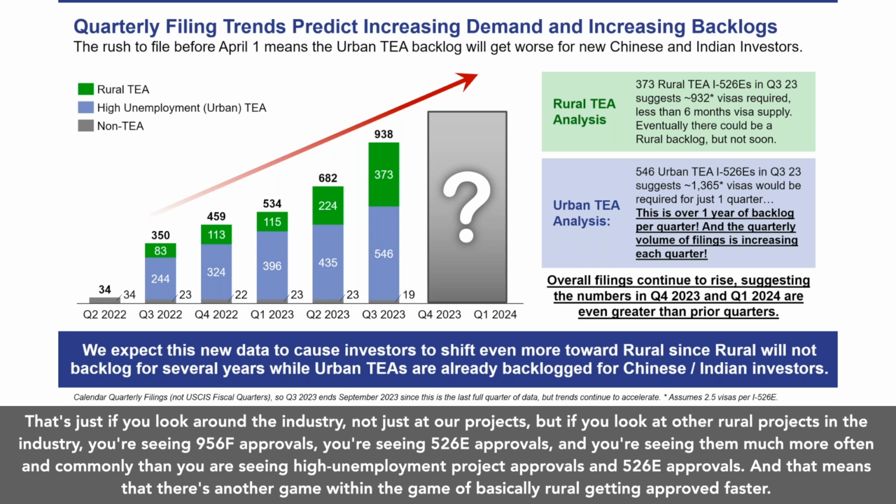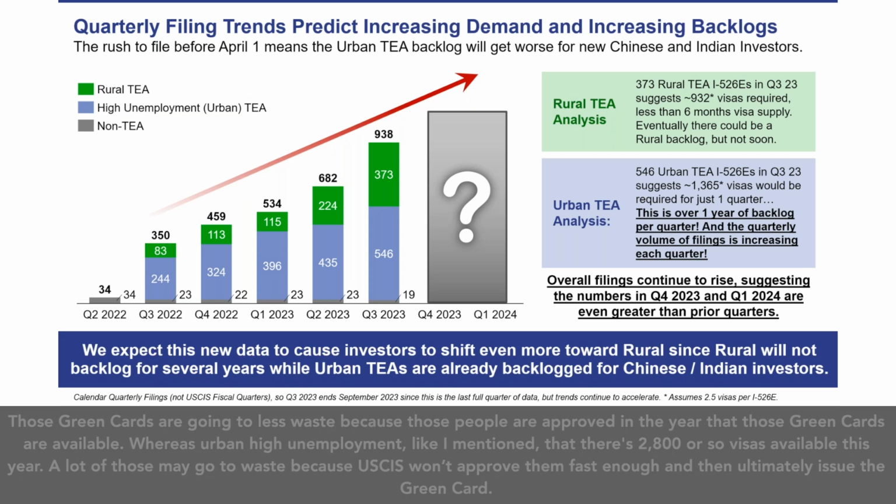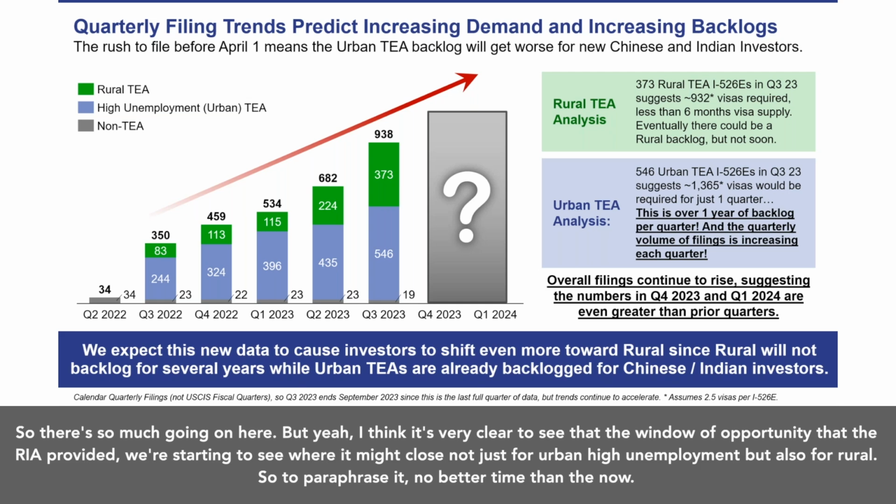That means there's another game within the game: rural getting approved faster, those green cards going to less waste because those people are approved in the year that those green cards are available. Whereas for urban high unemployment, like I mentioned, there's 2,800 or so visas available this year. A lot of those may go to waste because USCIS won't approve them fast enough and then ultimately issue the green card. So there's so much going on here. But I think it's very clear that the window of opportunity the RIA provided is starting to close, not just for urban high unemployment, but also for rural. So, to paraphrase, no better time than now.